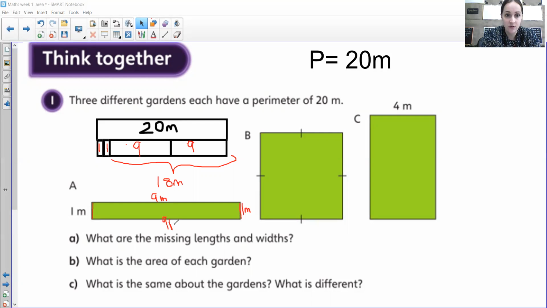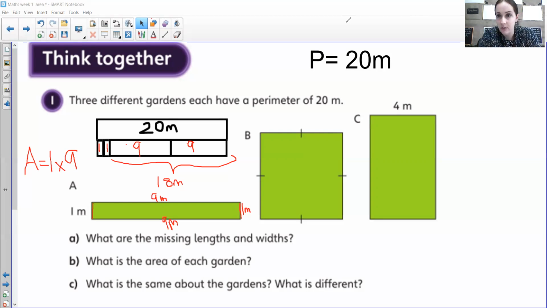Right, let's check it then. So if I've done this correctly, the perimeter should add up to 20. Well, 9 add 1 is 10, 9 add 1 is 10, add it together, 20 meters. Perfect. What's the area then of A? Well, the area would be 1 times 9, which would be 9 centimeters squared. Well done if you got that correct.